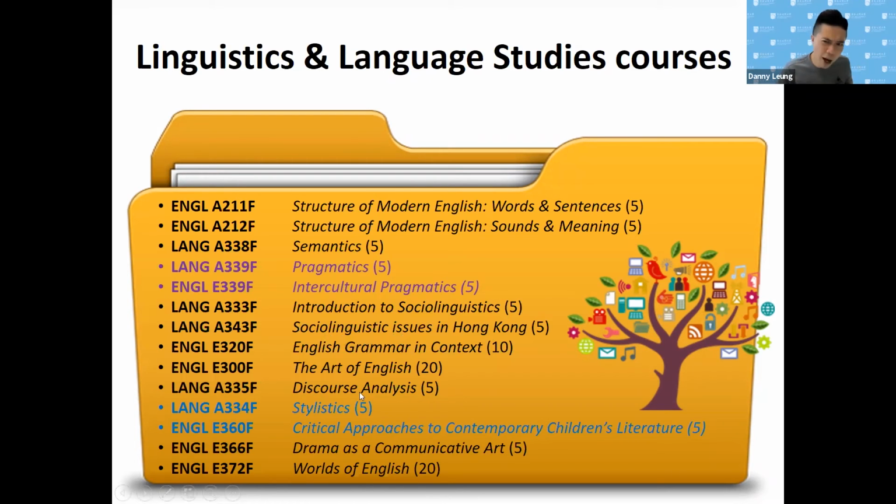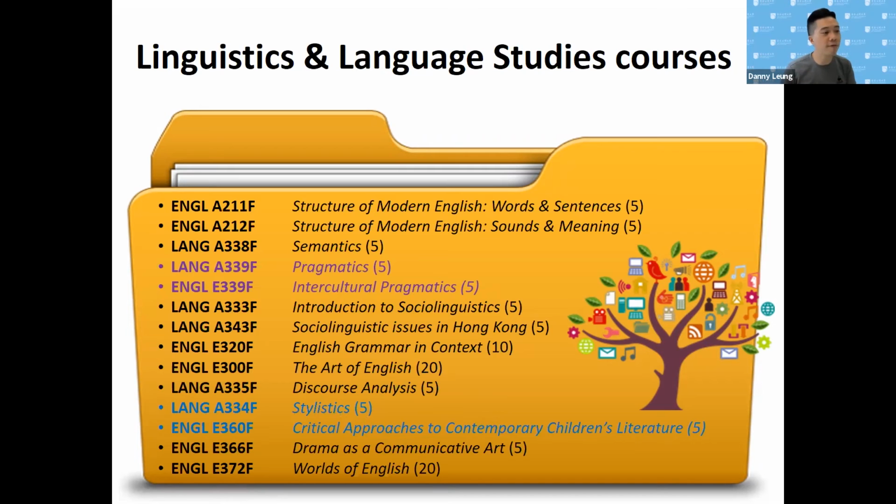Then you may ask, oh, Danny, I can see there are some courses which are highlighted on this page. First, these two highlighted in blue, stylistics versus critical approaches to contemporary children's literature. What's meant by this? Why are these two courses highlighted? It's just because they are what we call elective courses. When it comes to the term for you to take these two courses, you can choose to do either stylistics or the children's literature course. That's why it's an elective course.